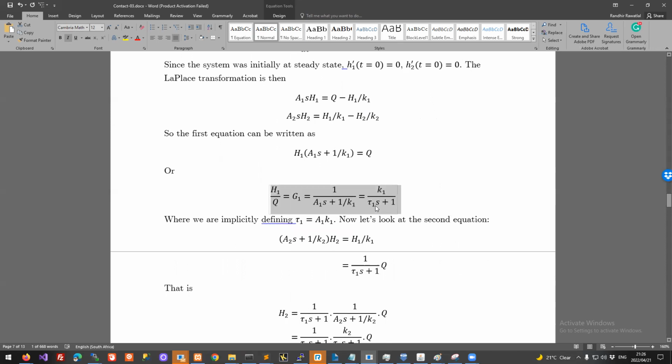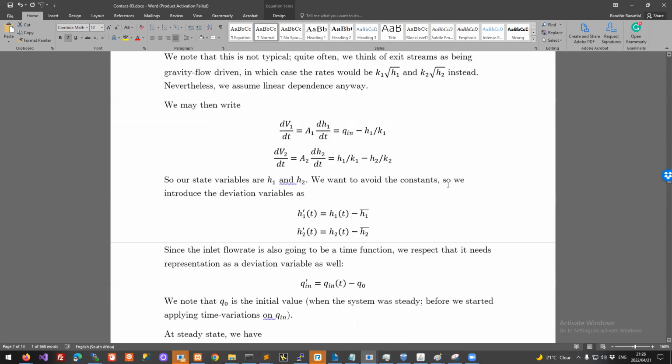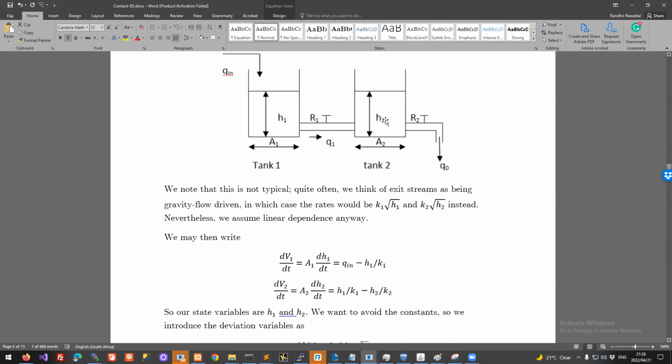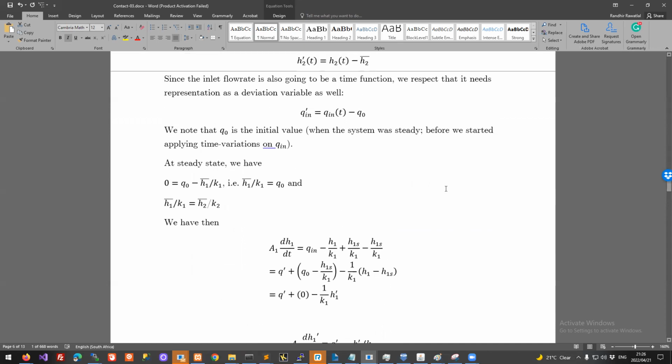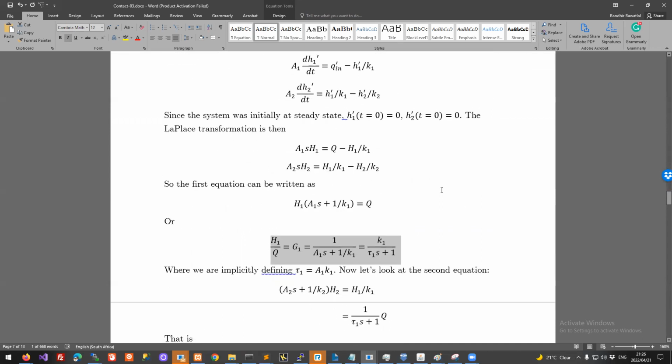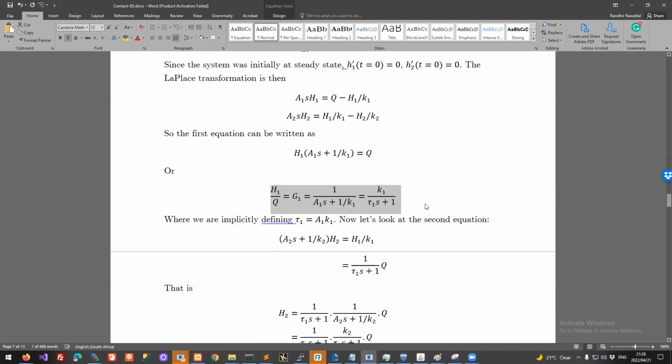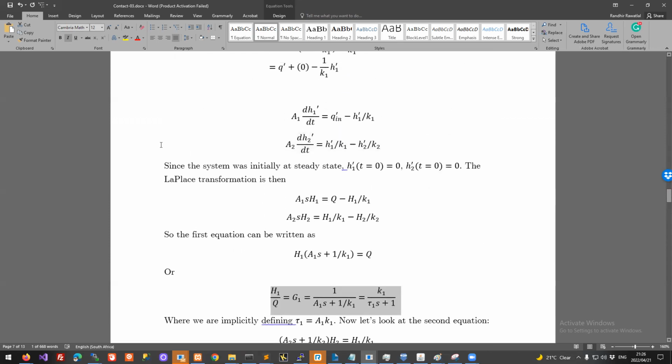And by the way, we are writing this as tau1 because we know this is still just talking about the first tank, and we anticipate we'll need another tau2 over here. Okay, so that's the first one taken care of. Now let's look at the second equation. So again, if we look at this, we can replace this by S capital H2.